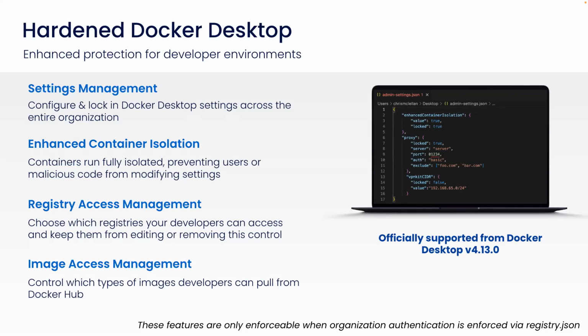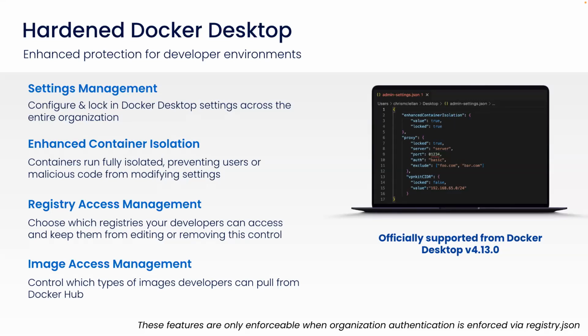Because without that authentication, right, if they're not in the org, then the settings that you apply to the org won't apply to them. So having that registry.json is a crucial step in actually making sure that all of these features, all of these settings are being properly utilized and developers are actually following the rules that you set forth for them.